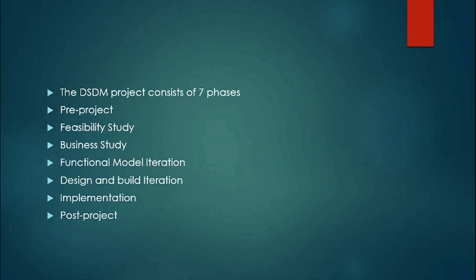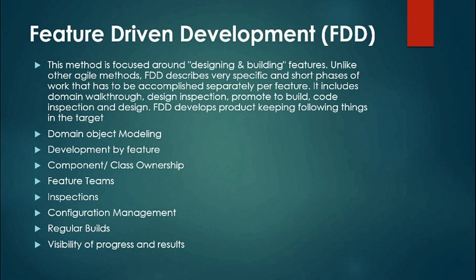Okay. Now let's understand what a DSDM project consists of. A DSDM project consists of 7 phases: pre-project, feasibility study, business study, functional model iteration, design and build iteration, implementation and post-project.